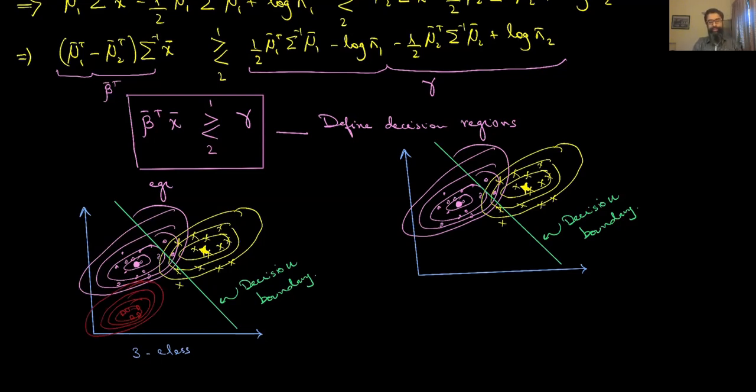Right? So how would you draw the decision boundaries? That's something Hamza mentioned. So how do you think you're going to draw the decision boundaries? Farid?